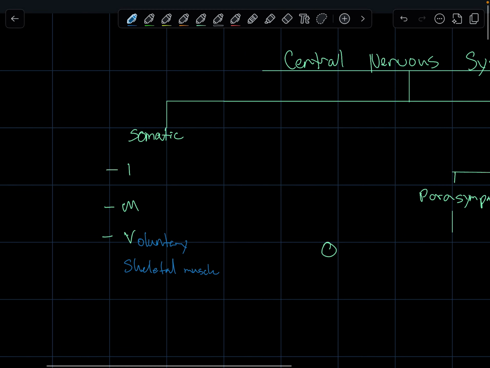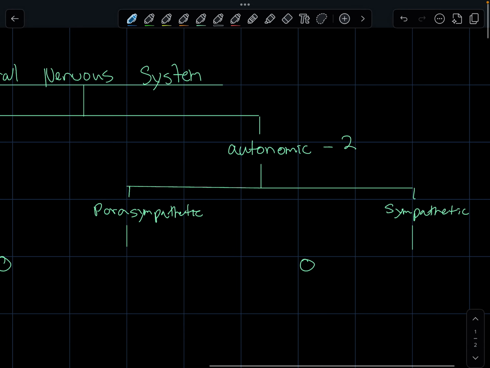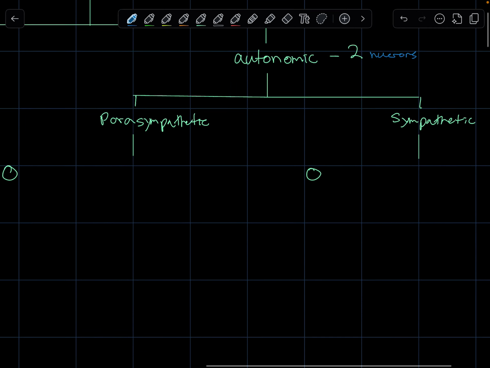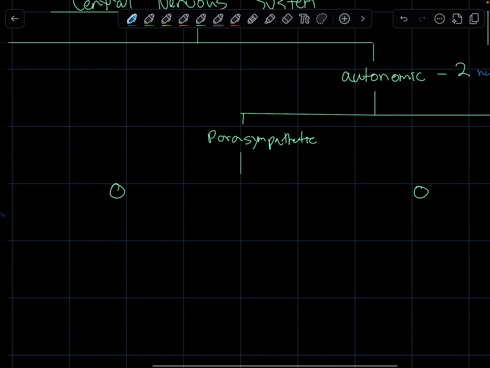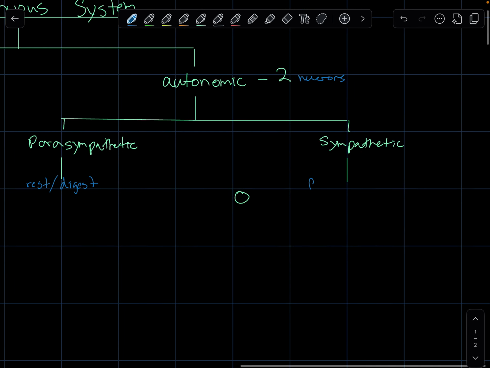And this whole neuron is going to be myelinated. It'll be one neuron. Okay, we'll take a look over here at the autonomic nervous system. This will be two neurons because honestly it developed later evolutionarily. It breaks up into the parasympathetic and sympathetic nervous system. The parasympathetic nervous system we know as rest and digest. Okay, and the sympathetic is freeze, flee, or fight.